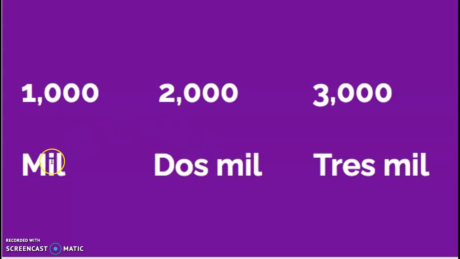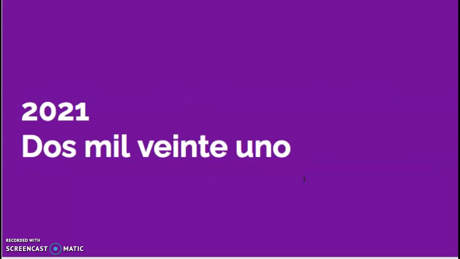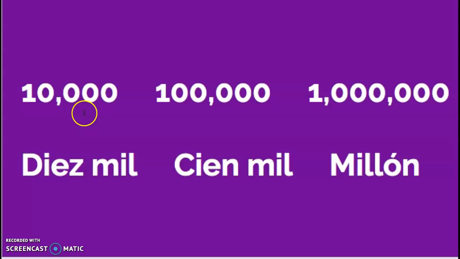So to do bigger numbers, I would do 2000, 3000, 4000. Super easy. The thousands are the easiest. And then again, if I want to say something that's a little bit bigger, I would just add what I want to do next. So let's say I want to say 2021. So dos mil, and then I would just say veintiuno, see? And then if I want to go even bigger, I could say diez mil for 10,000, cien mil for 100,000, millón for a million.